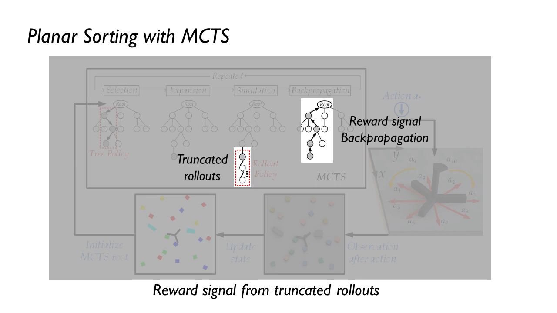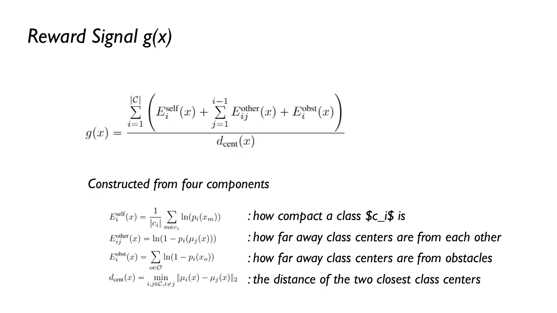Therefore, we define a different reward signal that provides useful feedback also for unsorted states and increases when the states become more sorted. We construct a reward signal for a state from four components, in which each cluster is modeled as a Gaussian distribution centered at the mean position of that class of objects.